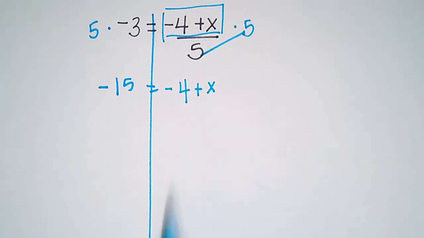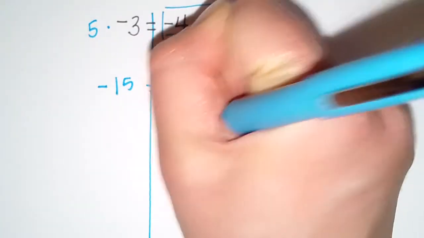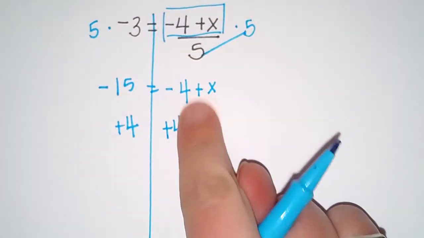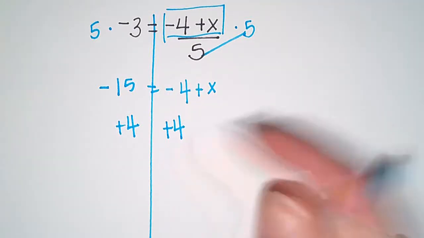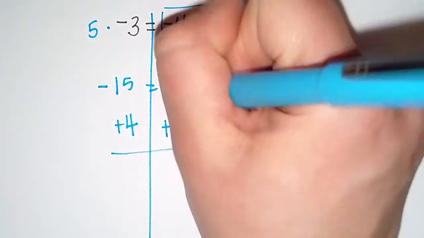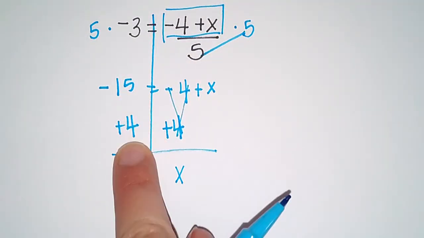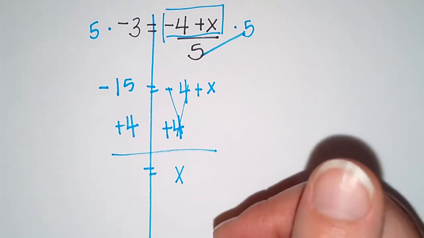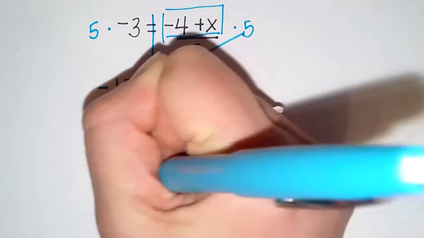So we know that negative 4, to inverse that, we have to add 4 on both sides. Even though there's an addition sign here, this is negative 4. So we do need to add positive 4. We've got x equals negative 15 plus 4 gets us negative 11.